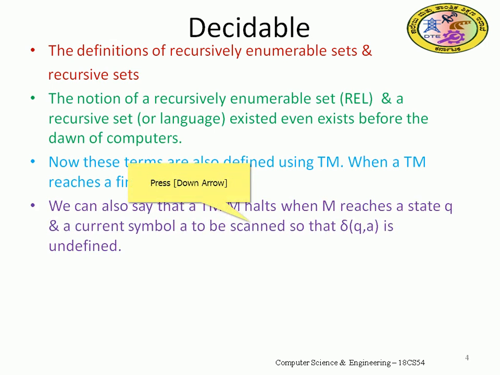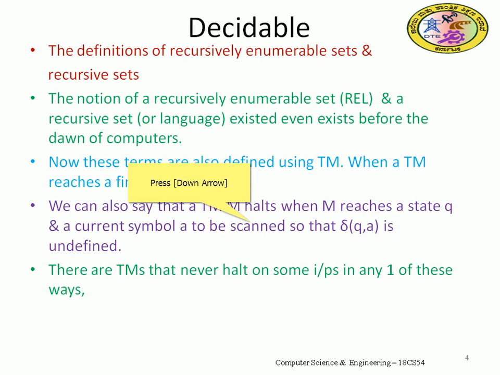We can also say that the Turing machine model halts when the machine reaches a particular state Q and the current input symbol being scanned is such that delta(Q, A) is undefined. Here Q is the current state and A is the current input, and delta is the transition. So delta(Q, A) should give the next state to be reached, but that is missing here. It is undefined, so the machine is not able to decide. That's why the halting problem may occur.